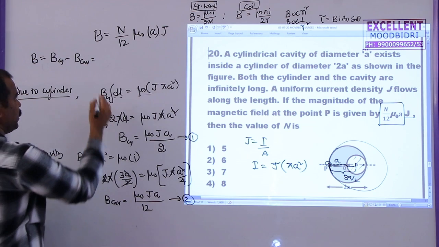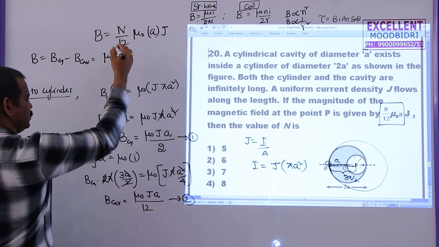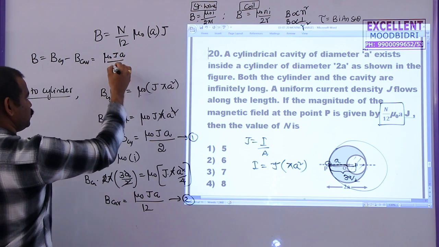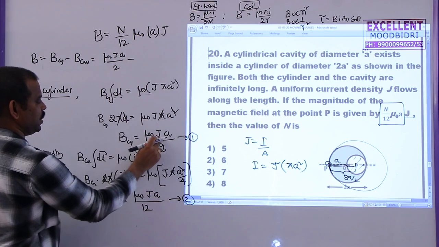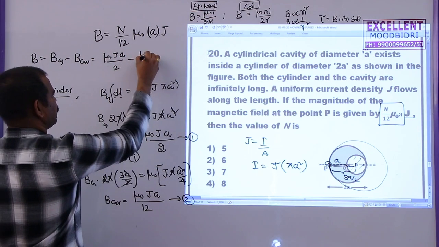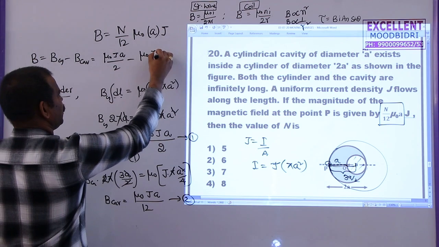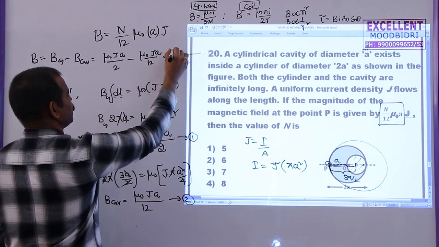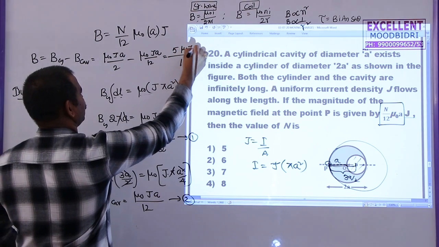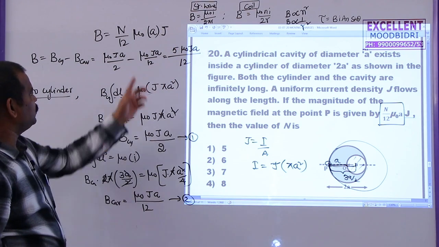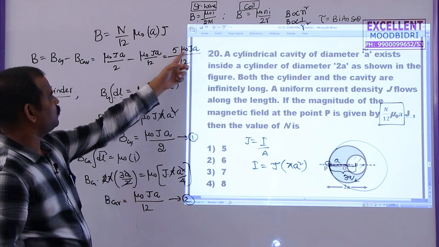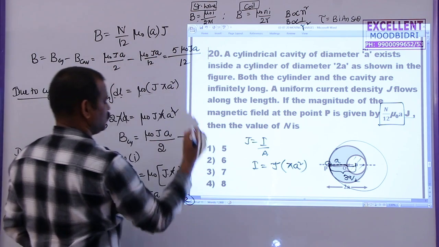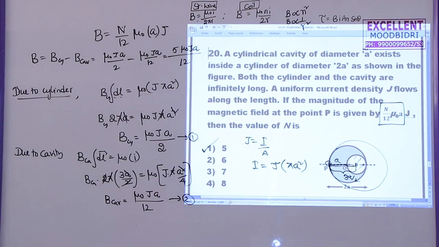So now we can write this as mu naught J A by 2 minus, this is mu naught J by 2, this is mu naught J A by 12. So LCM is 12, 2, 6, this is 6 minus 1, 5 mu naught J A. Now you can compare this one, 12 and 12 same, mu naught A J, mu naught A J. So N must be equal to 5. First option is correct.